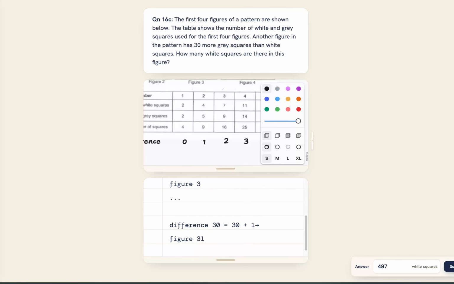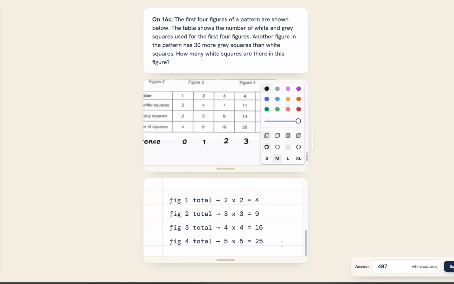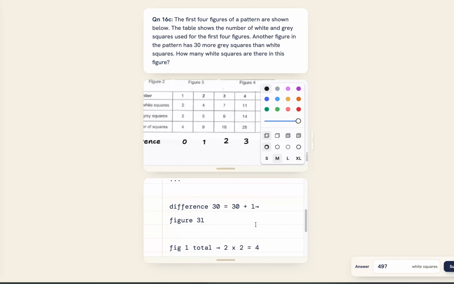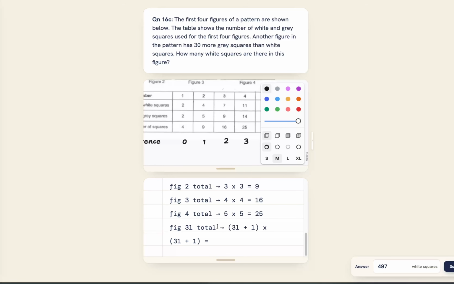Okay, since we know that from earlier, right? Figure 1 total, figure 4 total. So figure 31 total would be 31 plus 1 times 31 plus 1, essentially. Okay, so 32 squared in essence, and this will give us a total of 1024.